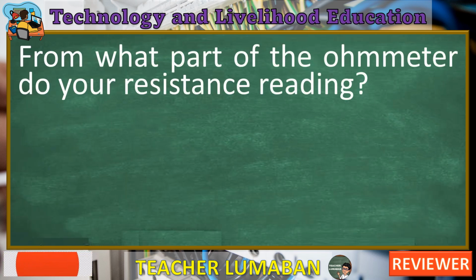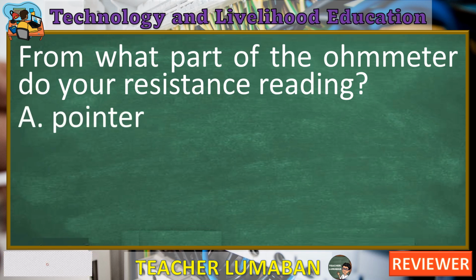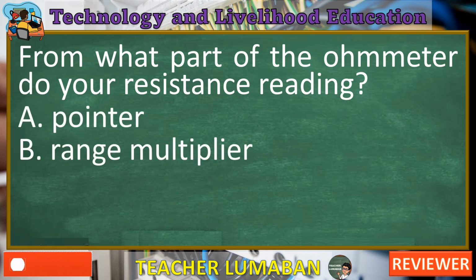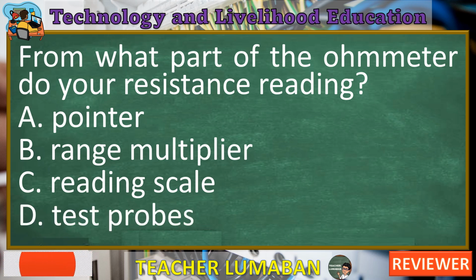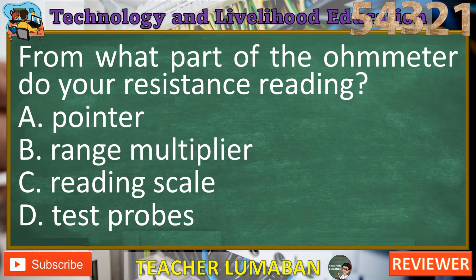From what part of the ohmmeter do you read resistance? A. Pointer. B. Range multiplier. C. Reading scale. D. Test probes. In the next 5 seconds, select the best response from the available options. 5, 4, 3, 2, 1. The correct answer is C.